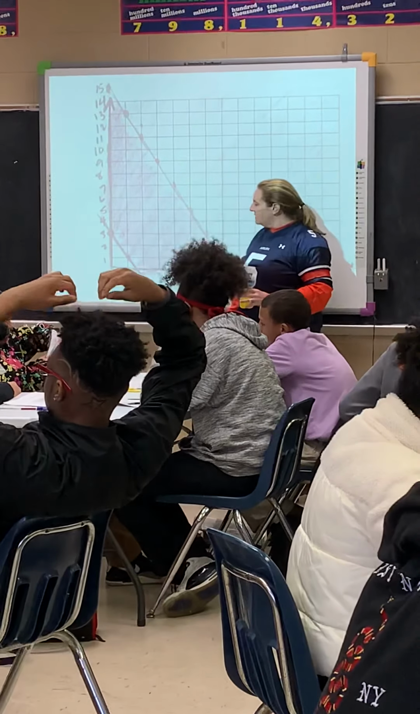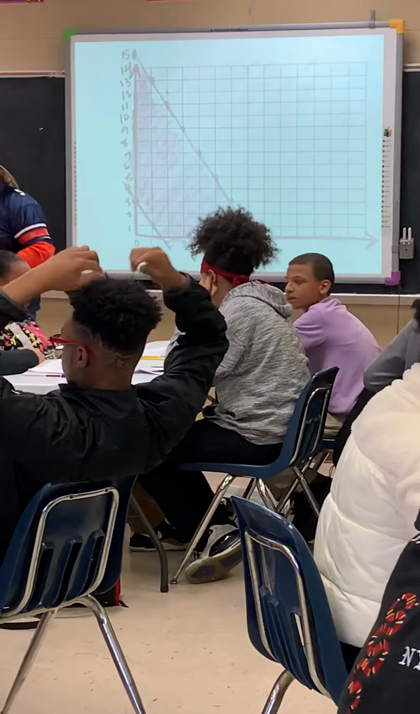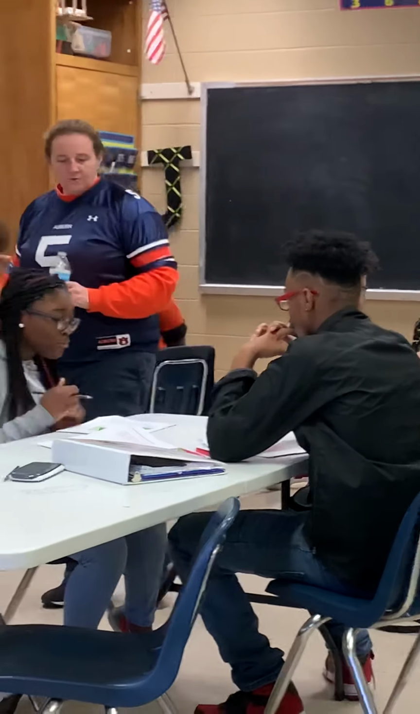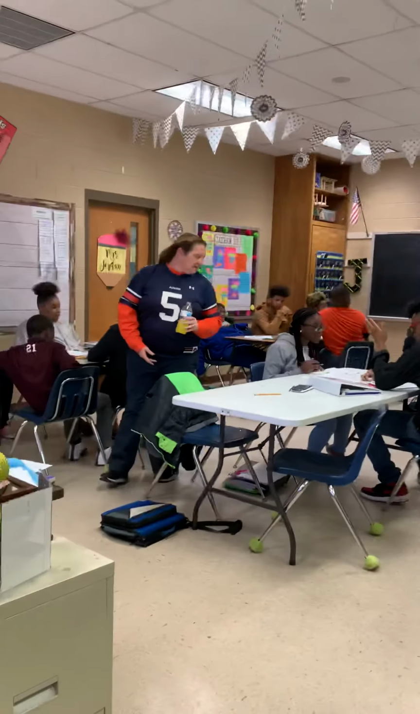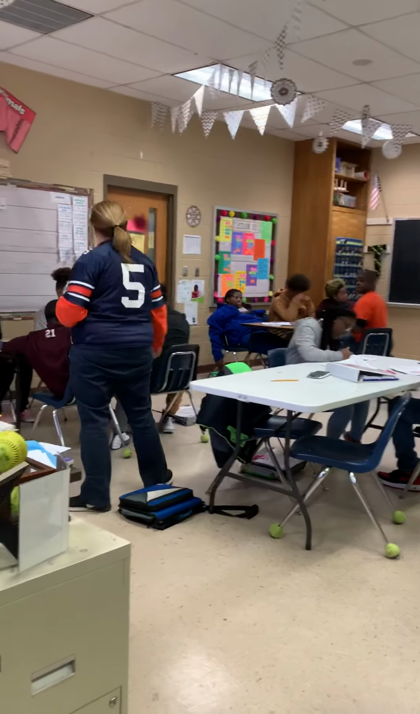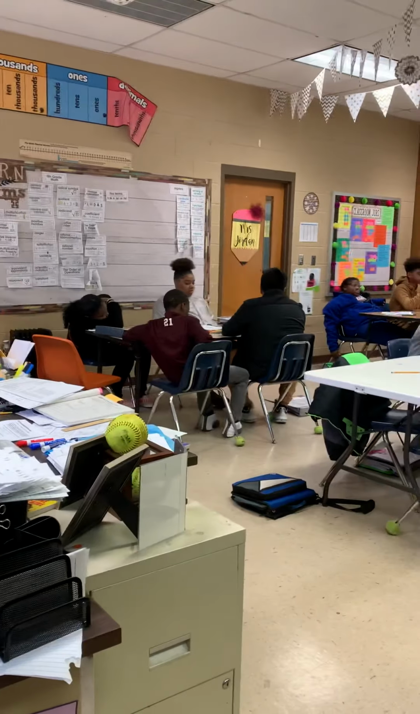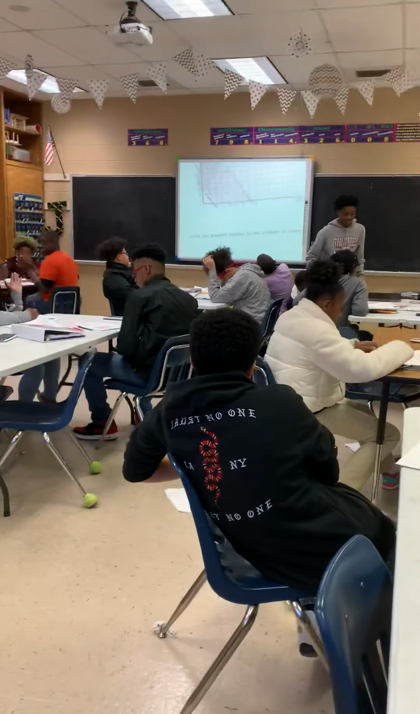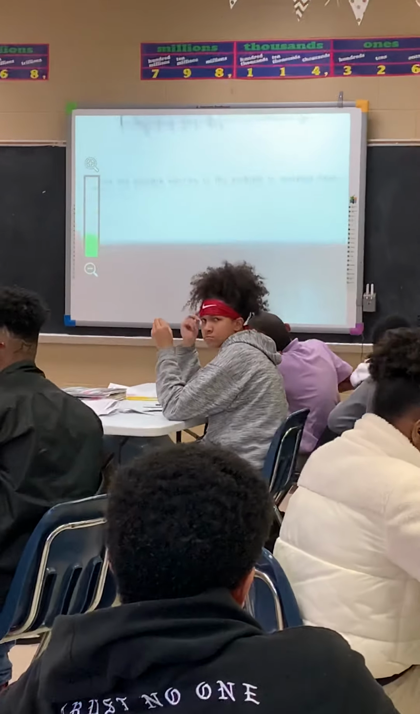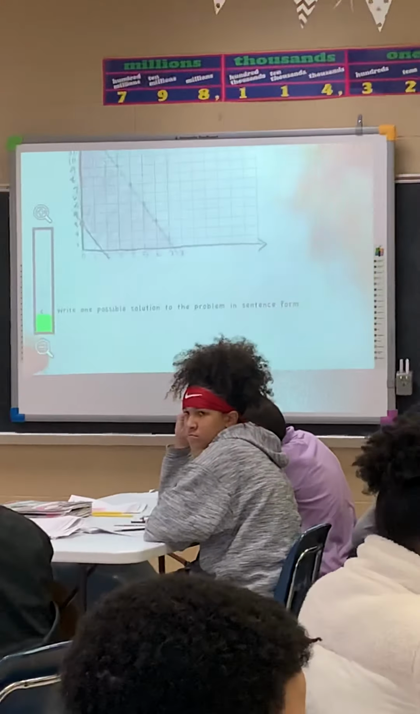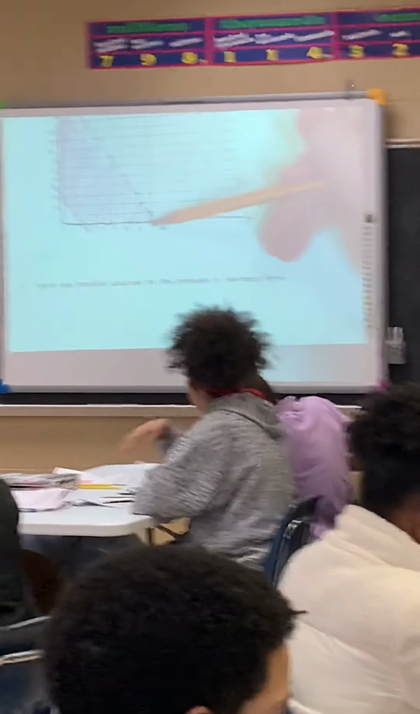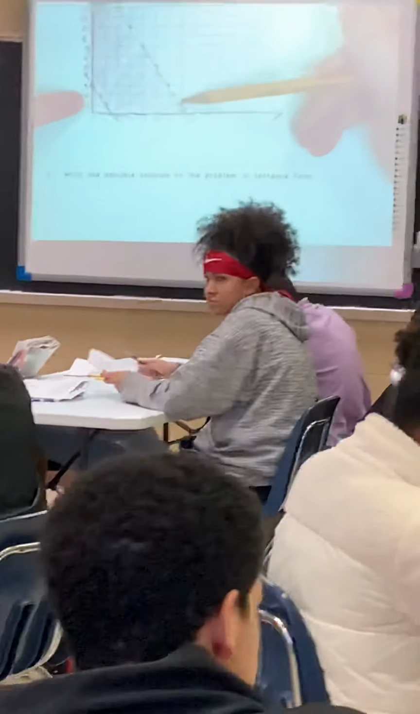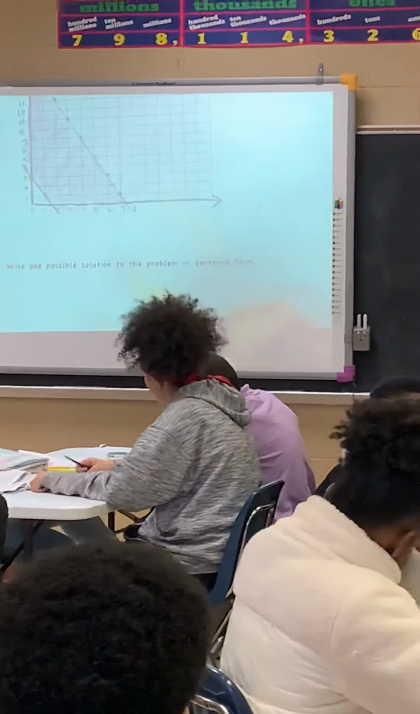Okay, so now we've got to go to the bottom, and it says write one possible solution for the problem in its form. 5 and 5, that doesn't sound like a sentence to me. Let's go with, what can we write? What did I just point out to you? That if I scored 7 buckets, I can only get how many free throws? 11? No. 1.